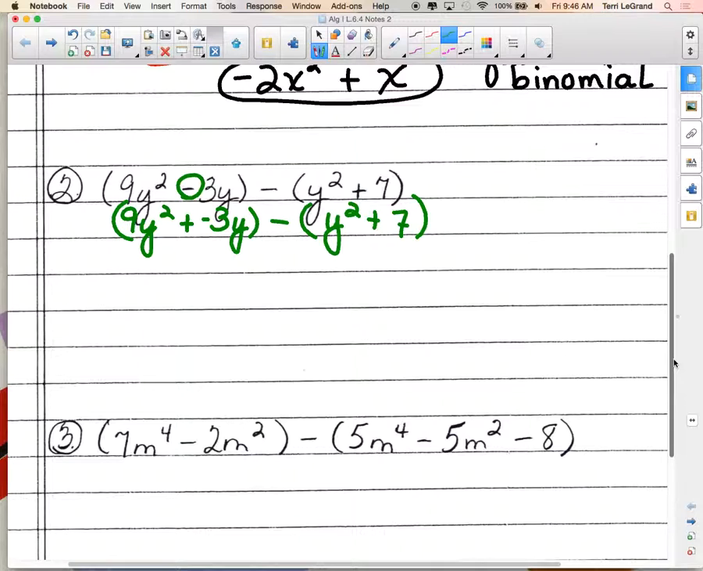So now I can, because I have addition in there, I can drop those parentheses. And because I have subtraction here, to drop those parentheses, I'm going to have to change to add the opposite. But not just the y squared is going to become its opposite, so is the 7 going to become its opposite.